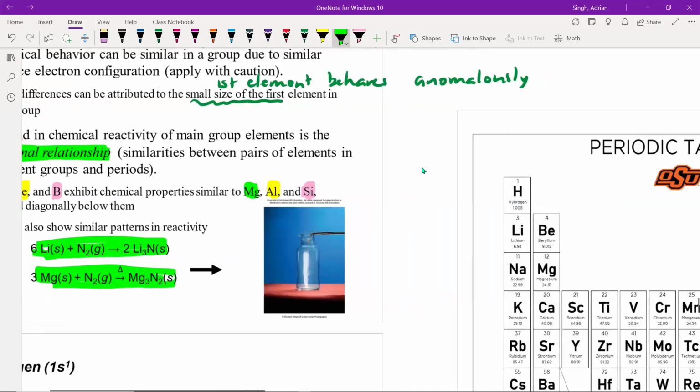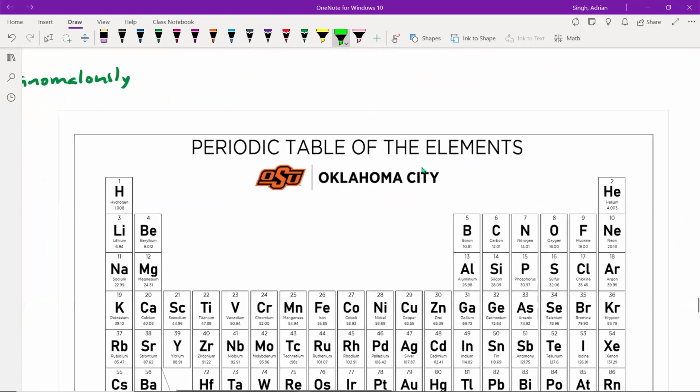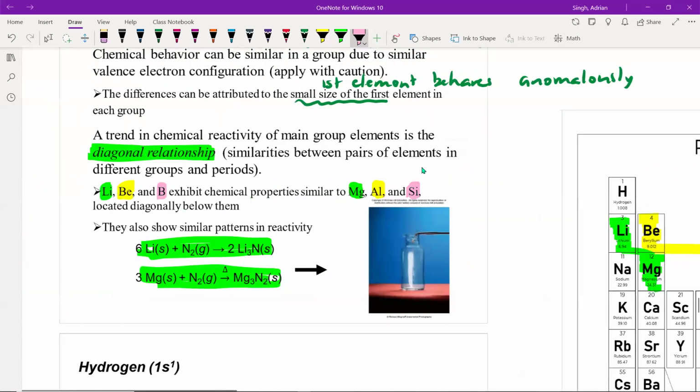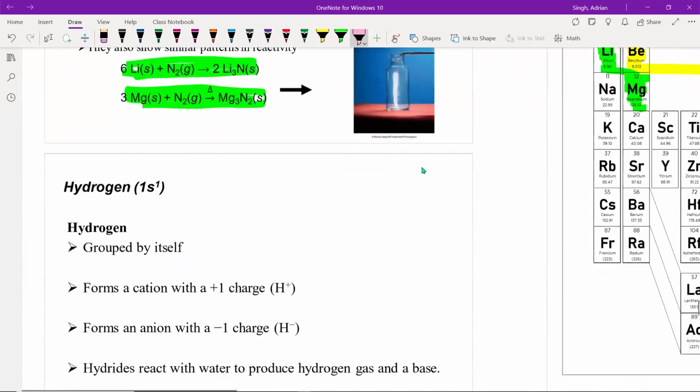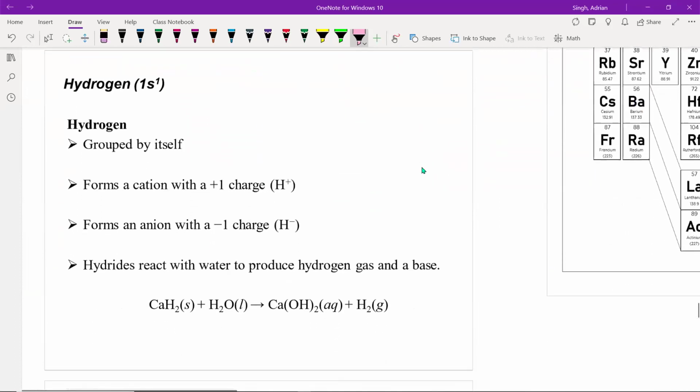And if you look at where lithium and magnesium are on the table, right, they are diagonally next to each other. So there's lithium, magnesium is underneath and to the right. Similarly, beryllium is over here, and aluminum is down and to the right. And then boron is here, and silicon is down and to the right of it as well. Right? So that's a diagonal relationship we see in a few places. That's another general trend in reactivity.